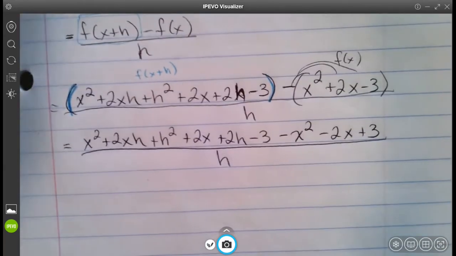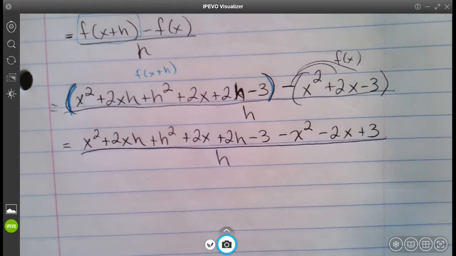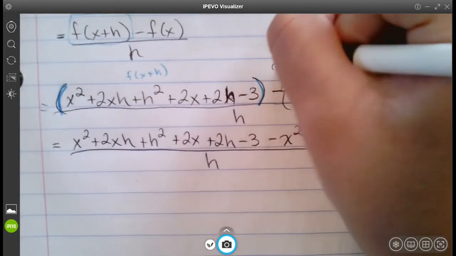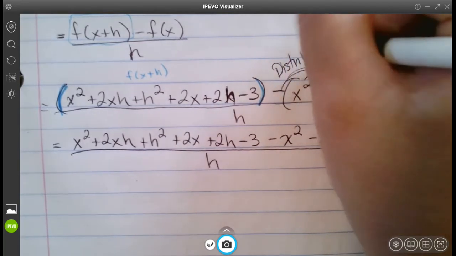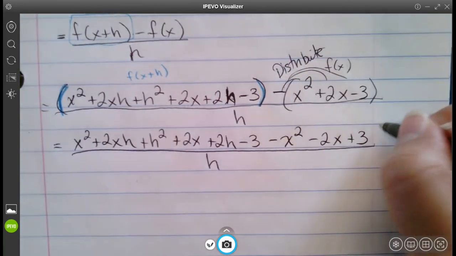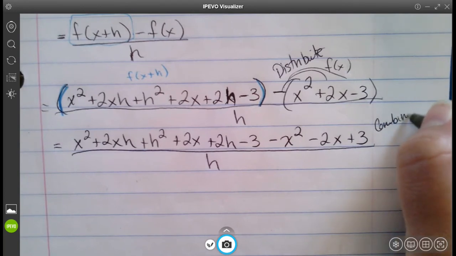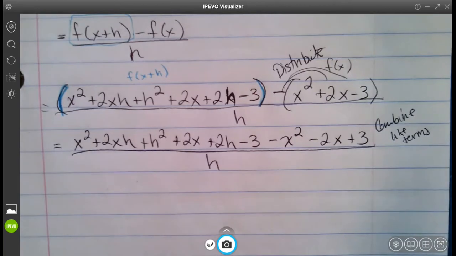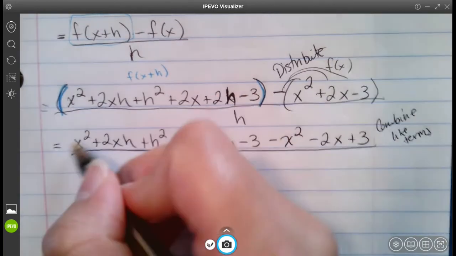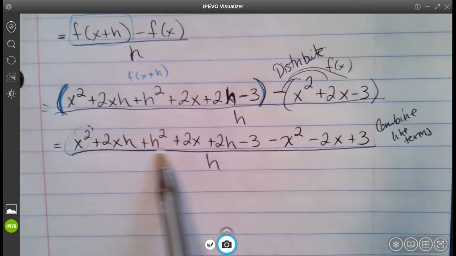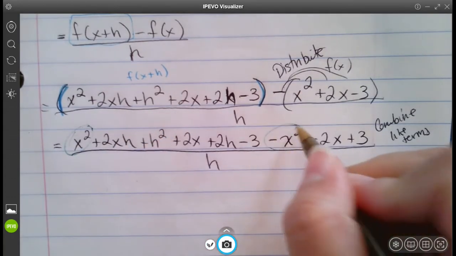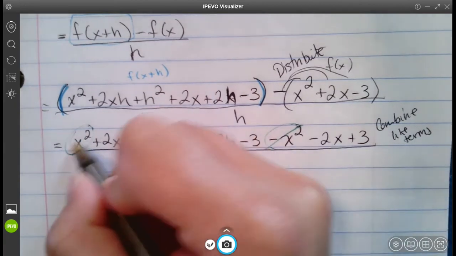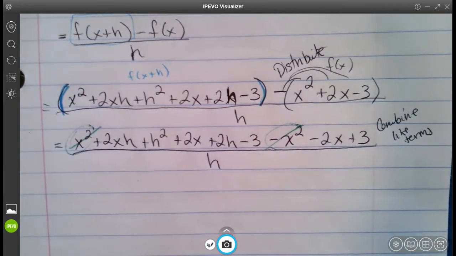Okay. Now we're going to combine like terms. So you want to make notes for yourself here. We distribute here, and we're going to combine like terms right here. So let's do that. It looks like I have an x squared here, and I have a negative x squared here. So that's going to work out nicely because they just cancel each other out. So those are gone.